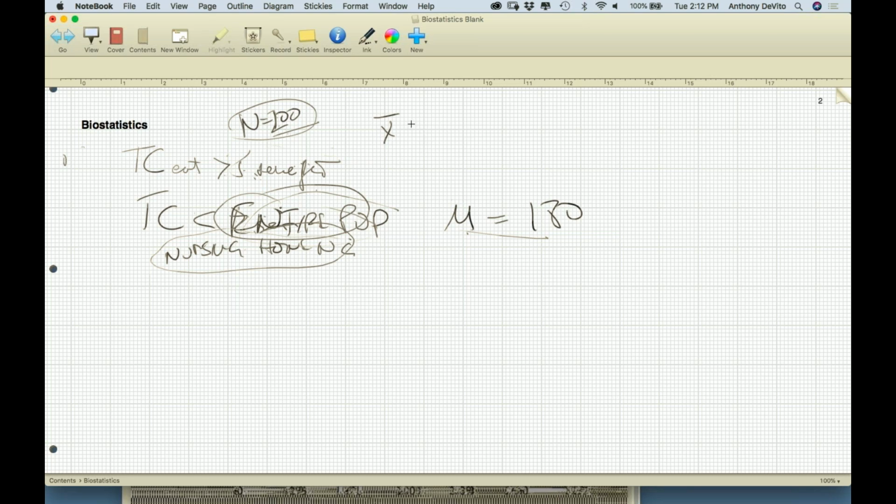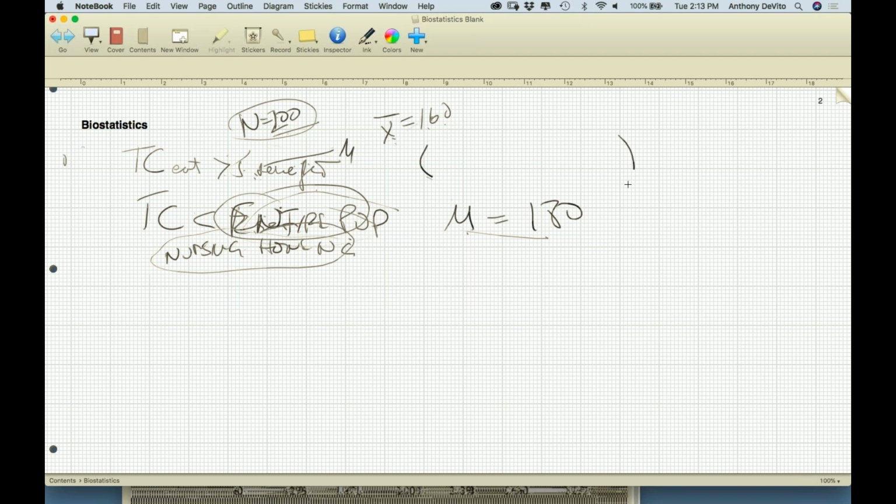So you calculate X bar is equal to 160, and it looks like it's less than 180. I could say that, based on that, I'm encouraged. It sounds like people who eat a lot of fruit in nursing homes have lower total cholesterol. But I don't know mu for this population. I only know X bar. So I need to calculate a confidence interval.